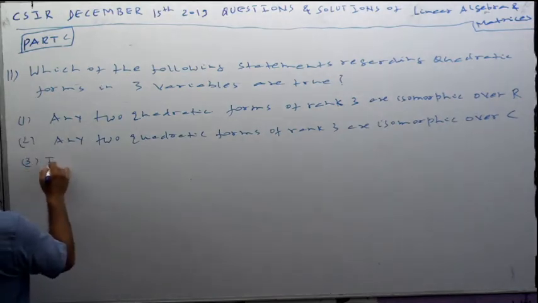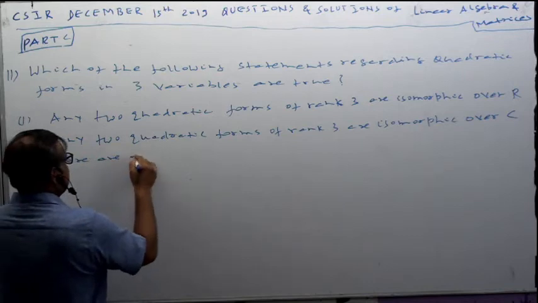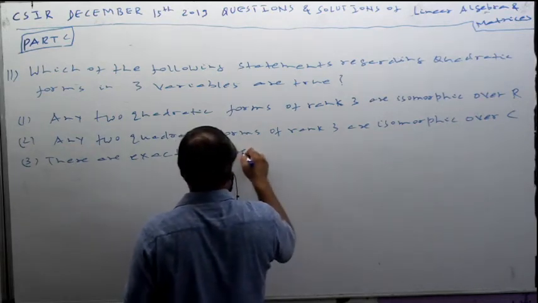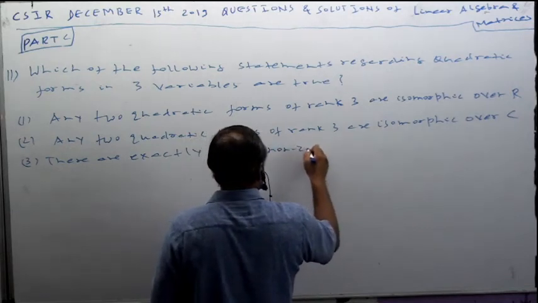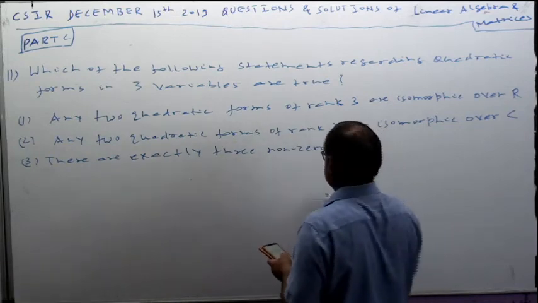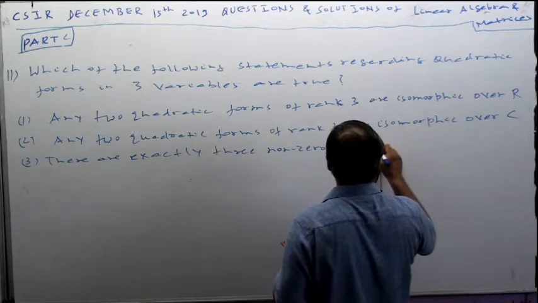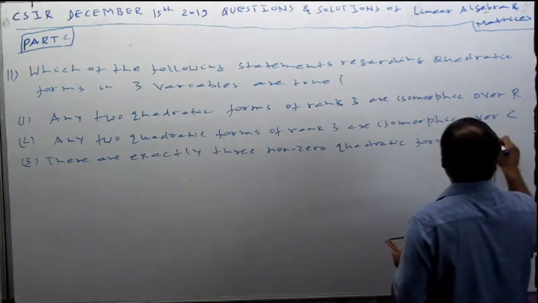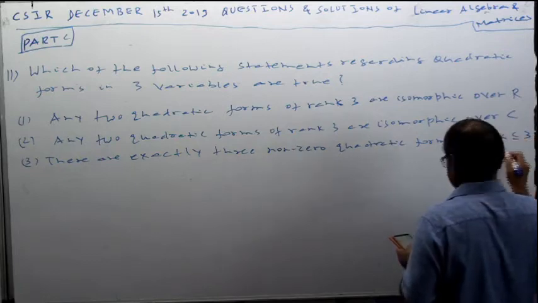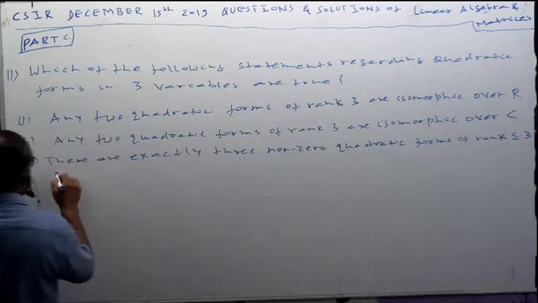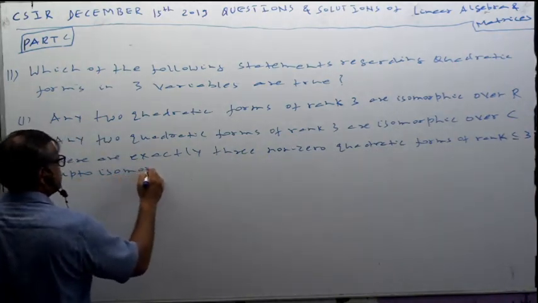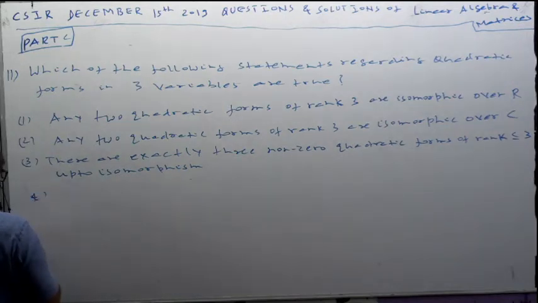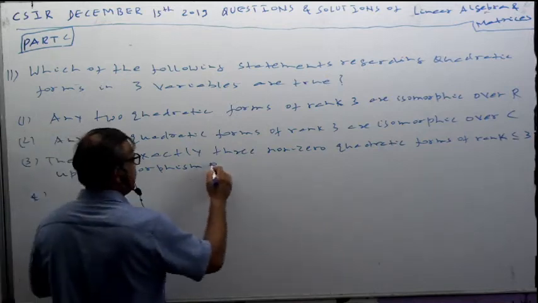Third, there are exactly three non-zero quadratic forms of rank less than or equal to 3 up to isomorphism over C. That is also here.